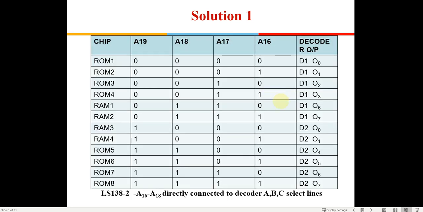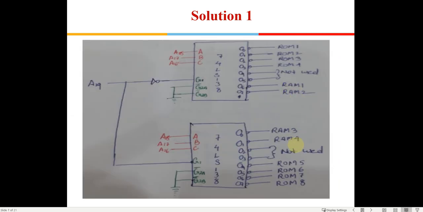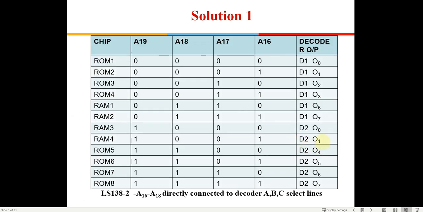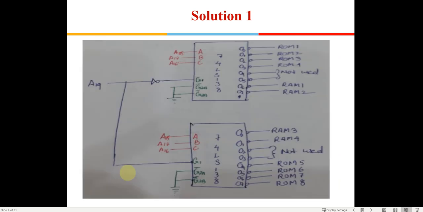Now if I go back to the table, in the second one, I have placed 0 and 1, where RAM 3 and RAM 4 have been connected. So I have connected RAM 3 and RAM 4, and then I have left out 2 and 3, and 4, 5, 6, 7, ROM 5 to ROM 8 has been connected. So I have left out 2, and ROM 5 to ROM 8 has been connected.